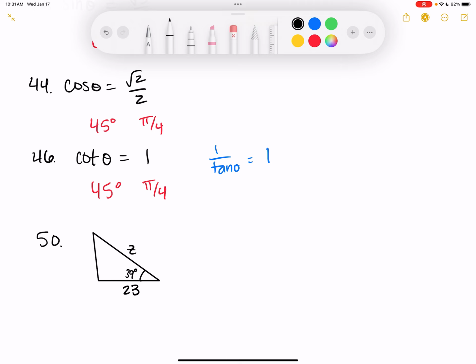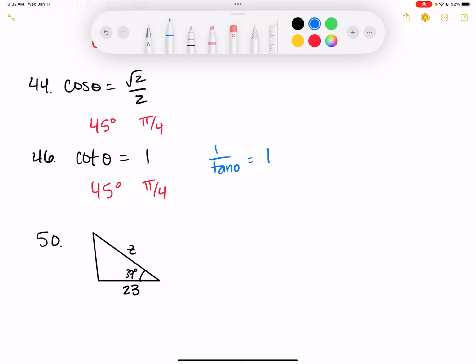Now, all of these ones will be in degree mode with your calculator. You will have to have your calculator. You can't just solve these by hand randomly. So, what trig function associates these 3 pieces of information, or 2 pieces that I have and 1 that I don't?